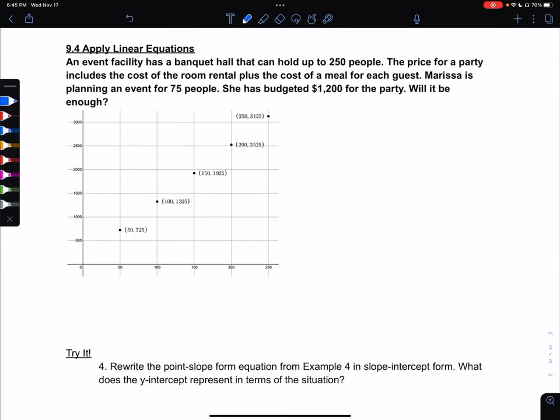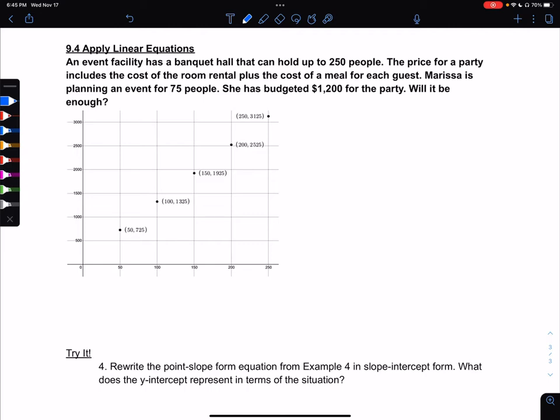Here we're going to look at topic 9, example 4, apply linear equations. An event facility has a banquet hall that can hold up to 250 people. The price for a party includes the cost of the room rental plus the cost of a meal for each guest. Marissa is planning an event for 75 people, and she has budgeted $1,200 for the party.